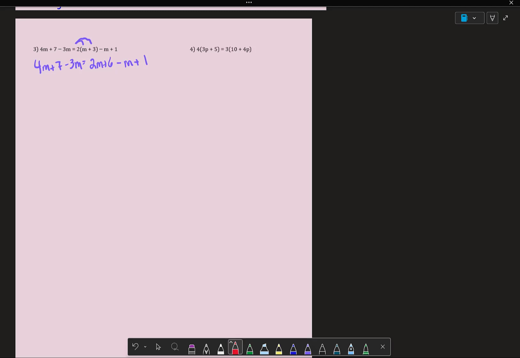The next step is we're going to add like terms independently on each side. So this left side, I have a positive 4m. And be careful here, a -3m. So positive 4 and -3, 4 minus 3 gives us 1m. And then the plus 7, I'm just going to bring down since it doesn't have a like term. Do my vertical line down the middle.